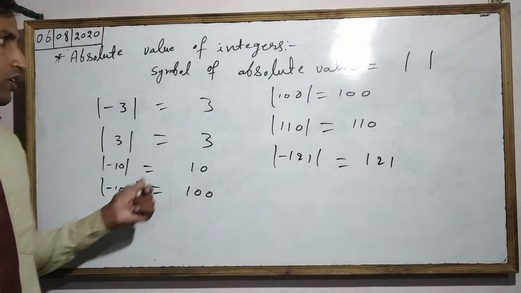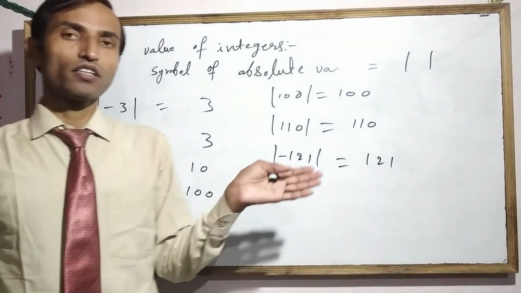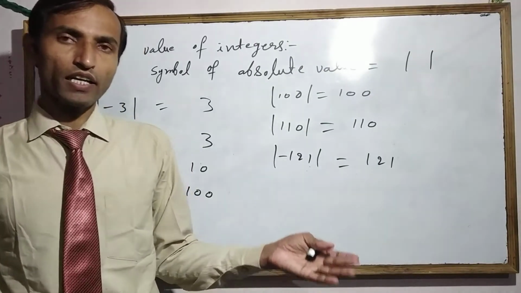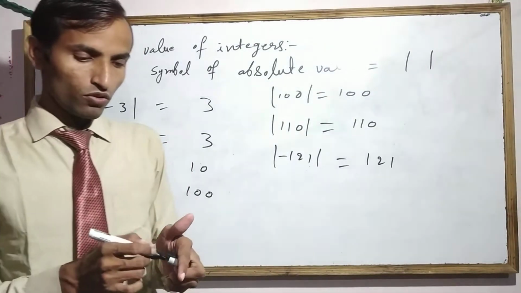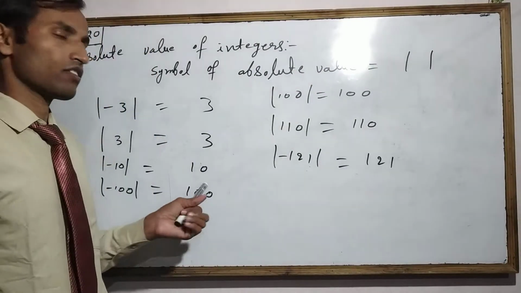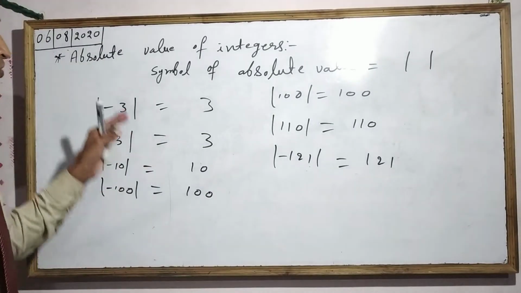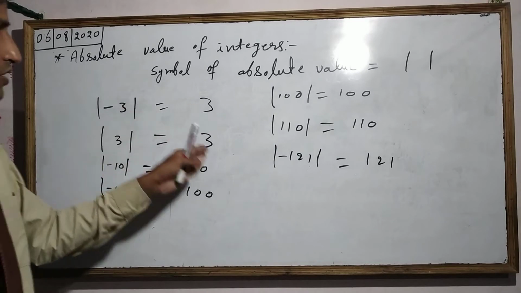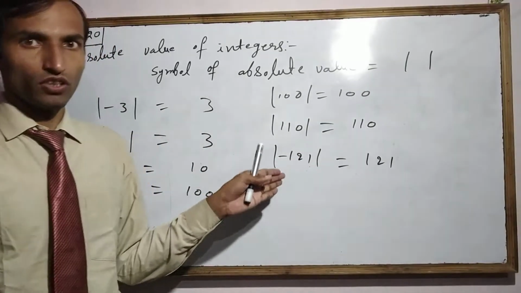Means we have to ignore the sign. Whatever integer is given, if a minus sign is there, just remove that minus sign. If a plus sign is there, there will be no change. The same answer will come. Okay. So this type of operation is called absolute value of integer.